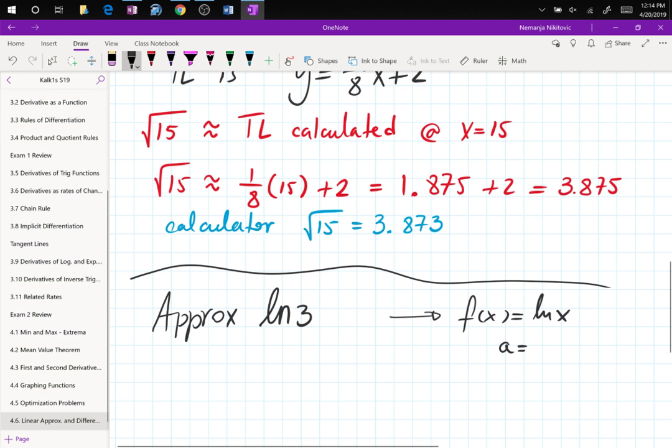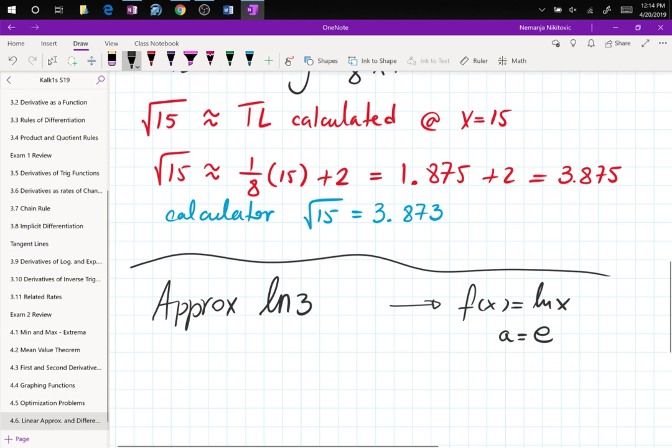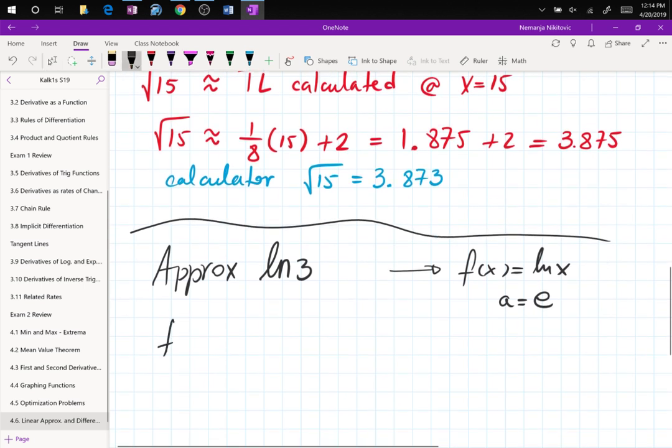What's the value? Close to 3. That works nicely with ln's. Anything better? e is about 2.7, and ln of e is 1, so it's a nice and easy calculation. So let's go find the tangent line.